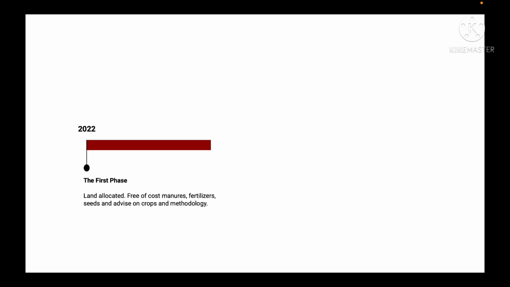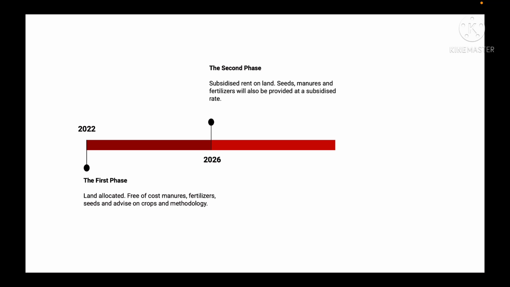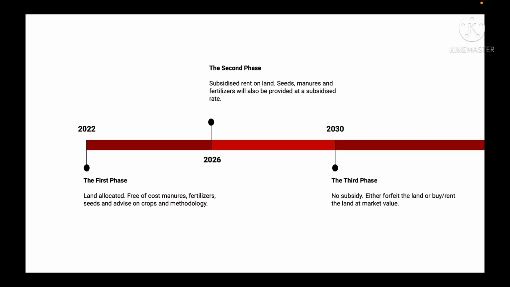To summarize, the first policy consists of 3 phases. In the first phase, the beneficiaries are trained and are given full assistance by the government. They do not have to pay for anything using their own money. In the second phase, the beneficiaries will have to pay a subsidized rent and buy the inputs needed for agriculture at subsidized price. In the third phase, assistance by government would be lifted. The beneficiaries will have the option of either forfeiting, buying, or renting the land at market price. The government will still advise them to follow certain methodologies and plant certain crops, but they need not do it compulsorily anymore.